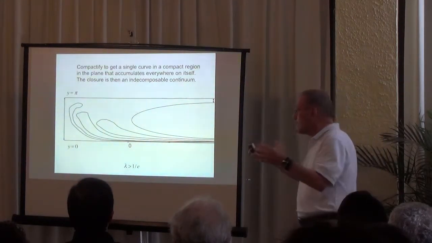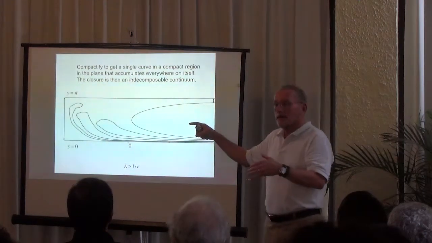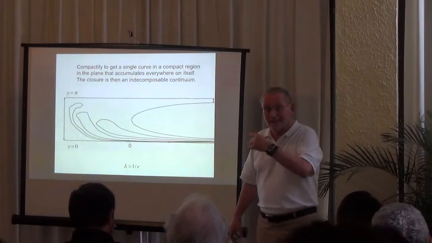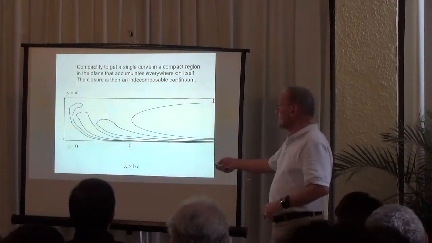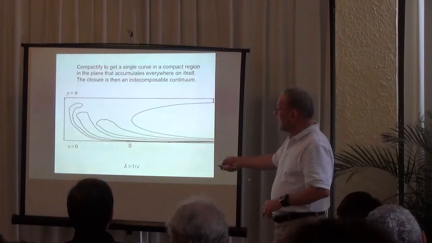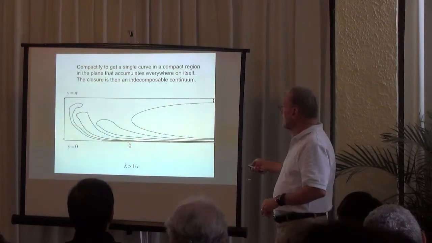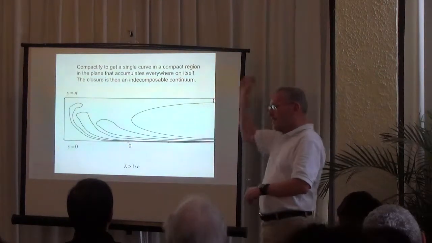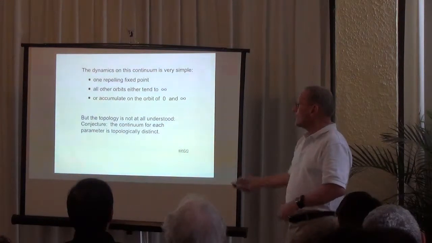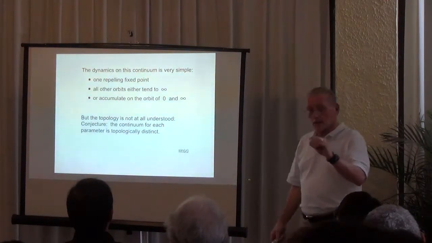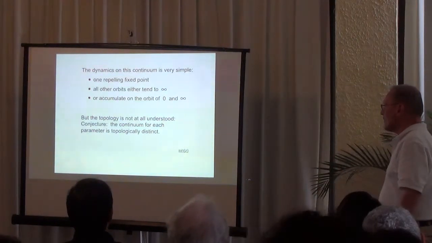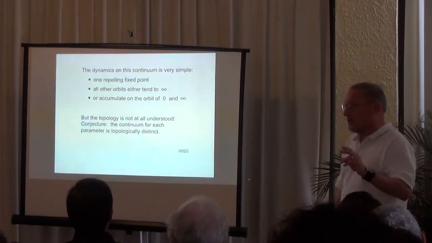But now when we close this up, there's all sorts of other stuff in there, like in the Knaster continuum. All those curves that didn't go through the endpoint, they're there as well. What happens to those points is they go out near infinity, go very far near minus infinity, go back very close to zero, and then do it again. Go even further up to infinity, further near minus infinity, go back very close to zero. So those other points all accumulate on the orbit of zero and infinity. So the dynamics is pretty simple. But the topology is not at all understood.